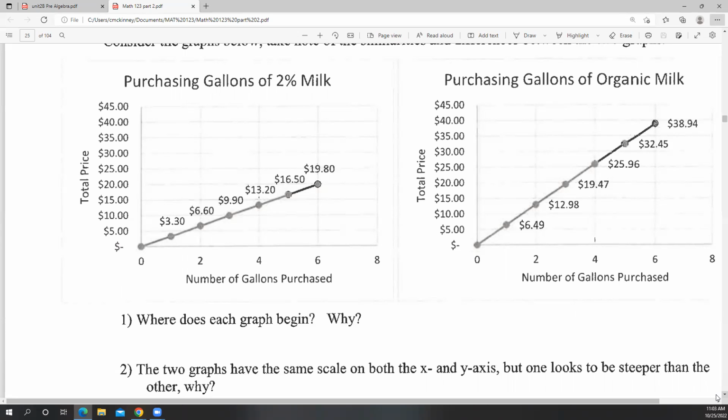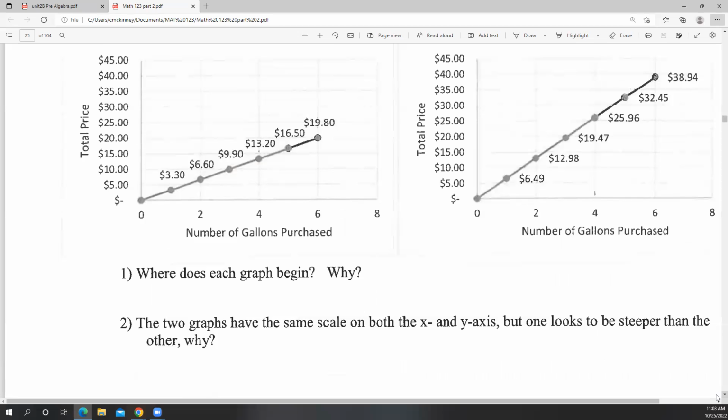What about their y-intercept? Is that something else that's the same? They're both 0, right? So when we say where does each graph begin, we would say at 0, 0, right? 0 gallons of milk costs $0. So it begins at the origin because there's no cost for buying 0 gallons of milk. And then why is the one on the right steeper? Because the per gallon cost is more expensive.